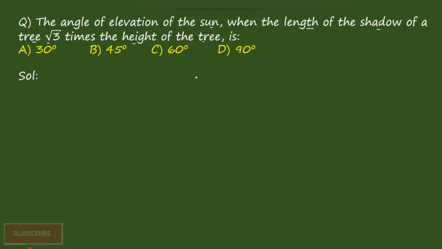Now we consider the sun, and light is falling on the tree. This is a tree. Then there will be a shadow. If we consider that the height of the tree is h, then the shadow length is root 3 times h. Now they are asking us to find the angle of elevation. When the light falls on the tree, what is the angle of elevation? Then we have to find this particular angle theta.